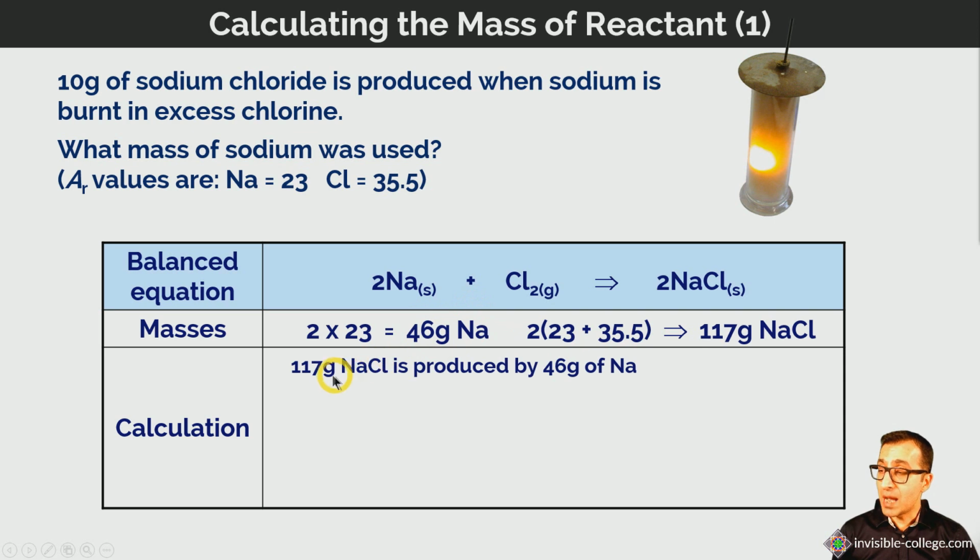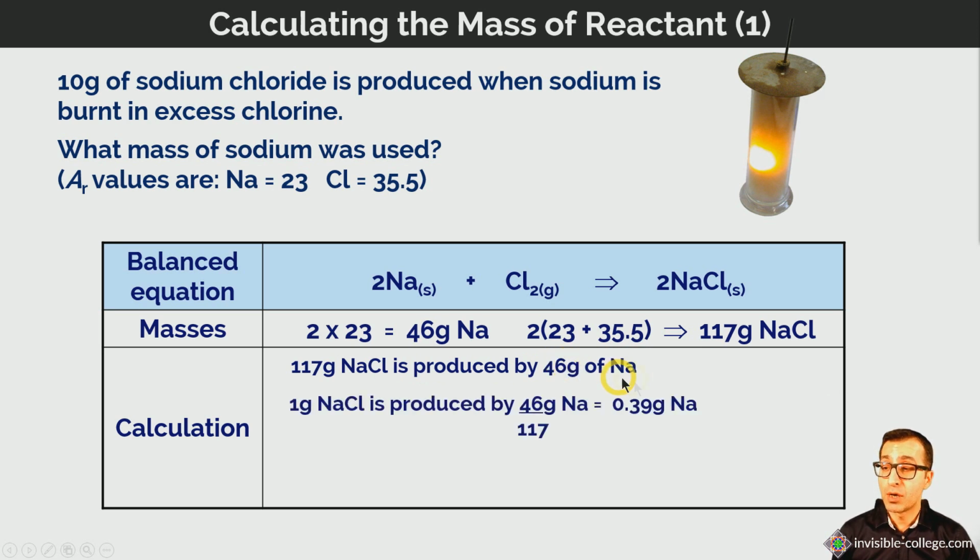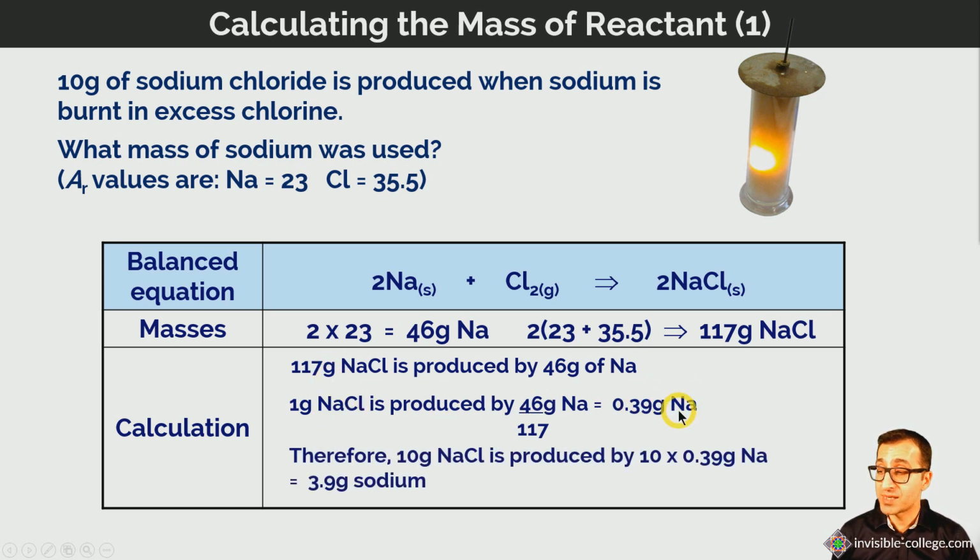And so from these two numbers, we can work out that if we're producing 1 gram of sodium chloride, we're going to require 46 divided by 117 grams of sodium. So this gives us the amount of sodium required to produce 1 gram of sodium chloride. Therefore, if we're trying to produce 10 grams of sodium chloride, we would simply multiply this value by 10, and this tells us that the answer is 3.9 grams of sodium.